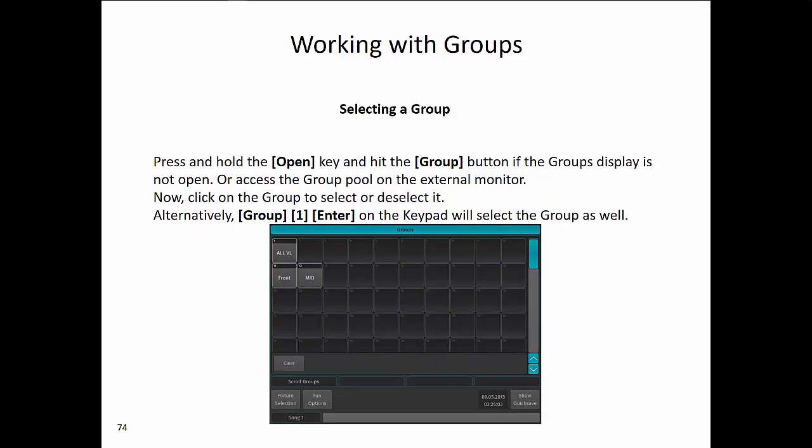Now selecting a group. If you press and hold the open key and hit the group button, the groups display will appear on the internal monitor. You can also just simply access the group from the group pool on the external monitor. Now there is also, alternatively, a command line solution where you can type group number enter on the keypad to select a group.